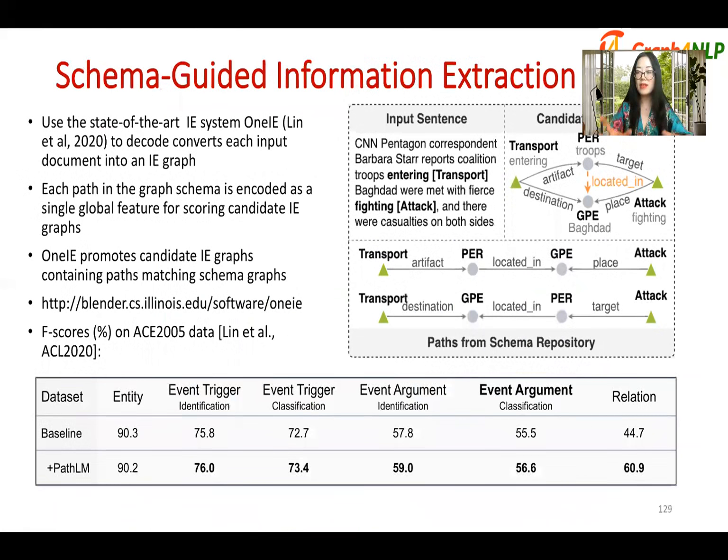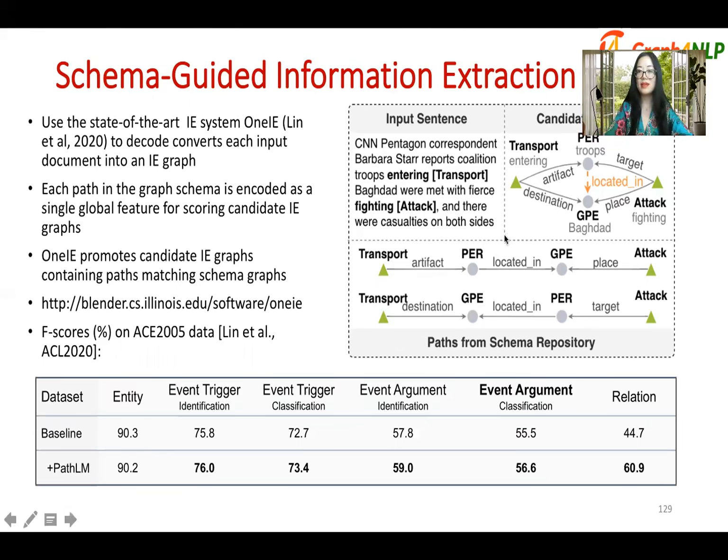So from this event schema induction, we'll be able to get a lot of global patterns. For example, one path will tell us that the person who was artifact of transportation is likely to be located in the destination or the attack place. So using that, we can identify a lot of missing links.